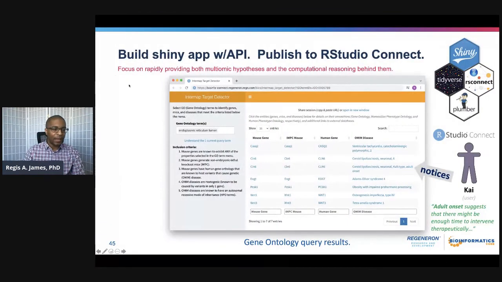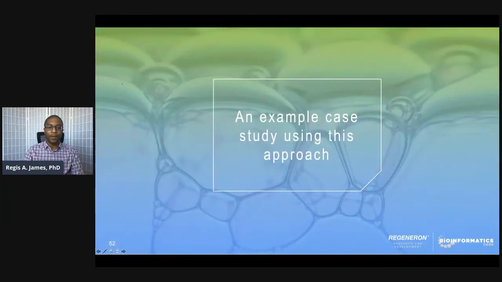So to skip ahead, in a nutshell, this is what can be done by integrating all of this information together and then making it accessible via a Shiny app. So let's see.